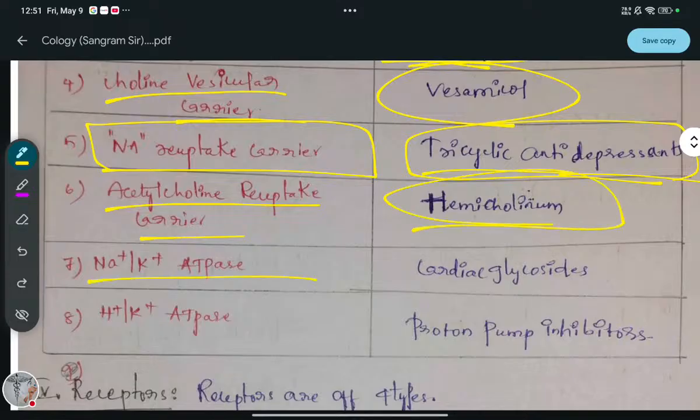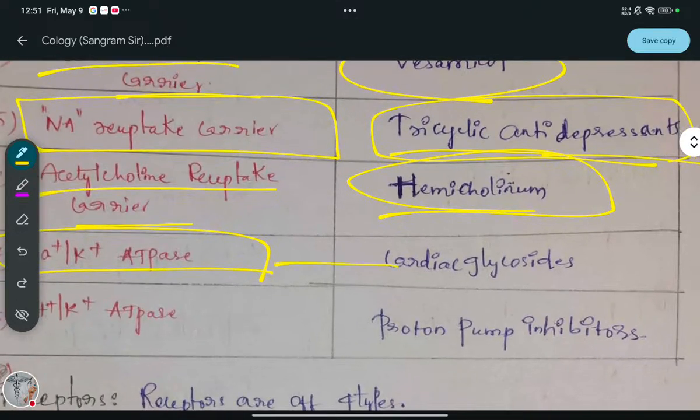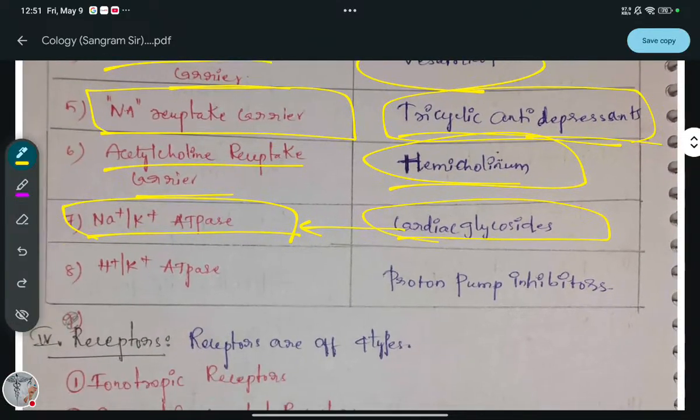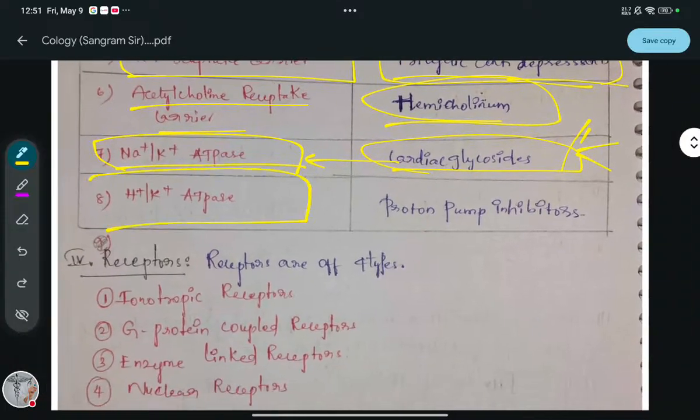Next, sodium potassium ATPase blocker. Sodium potassium ATPase is blocked by cardiac glycosides. What are the cardiac glycosides? They are digitoxin, digoxin, and ouabain. Next is hydrogen potassium ATPase, which is blocked by proton pump inhibitors.